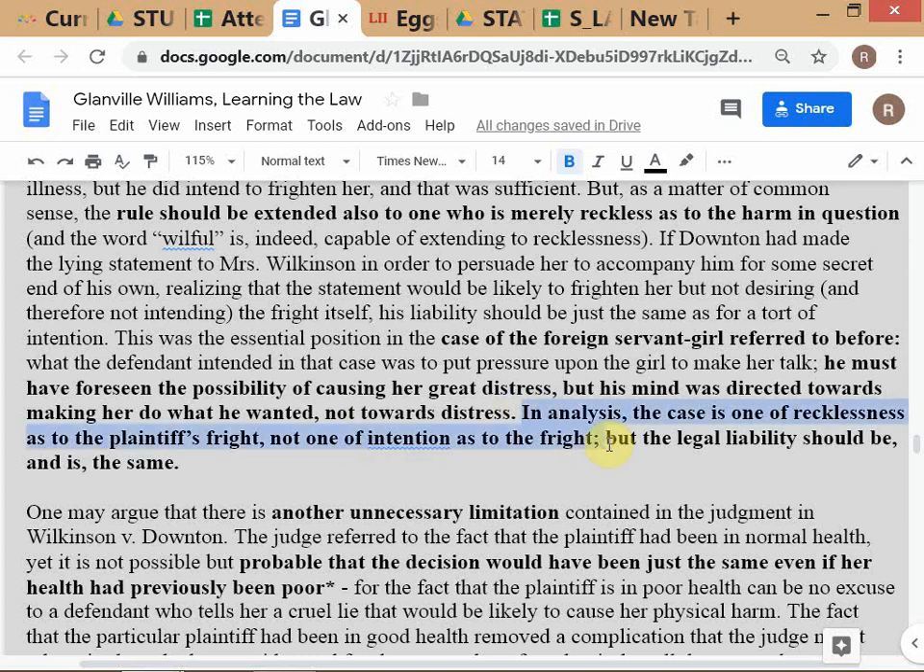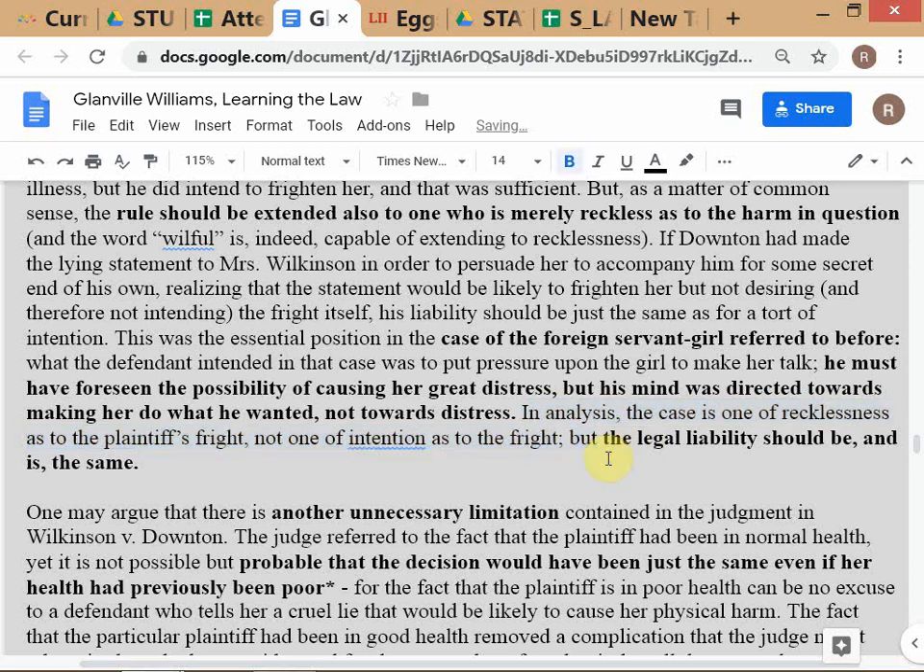But the legal liability should be the same. That's what the court said. So you can see here an example of how, in a later case, you take a general rule which is stated in Wilkinson v. Downton and you make it a little bit wider. You decide that the same liability should apply even in a case of reckless action.